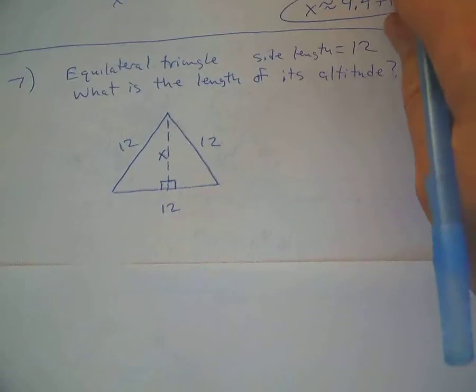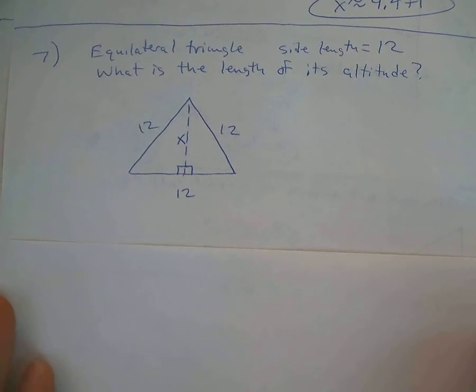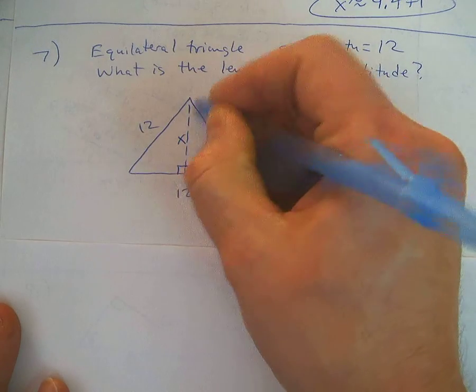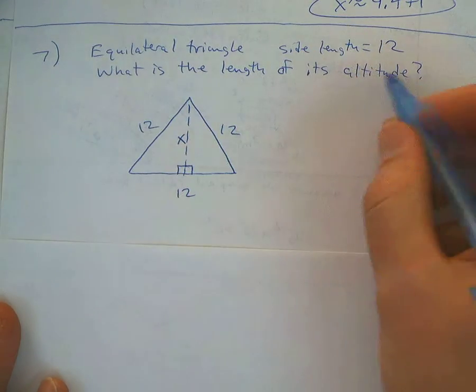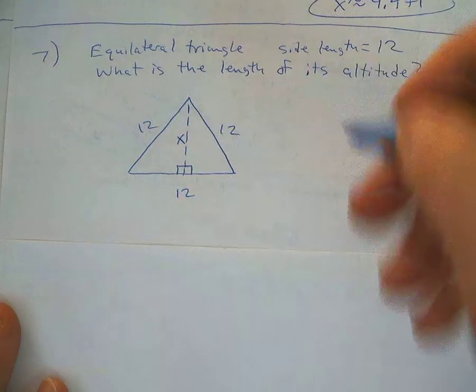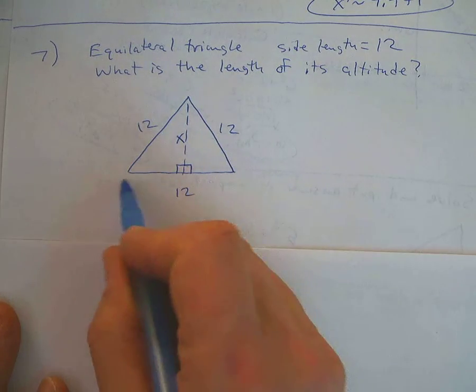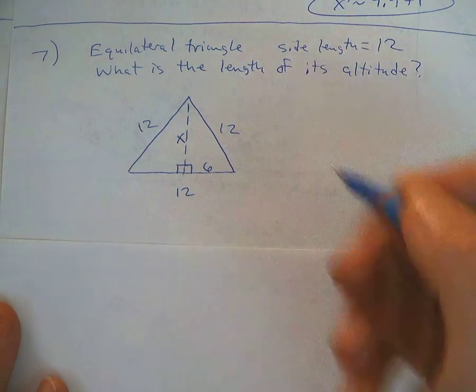All right. Next one, we have an equilateral triangle whose side length is 12. What is the length of its altitude? Altitude is just the height of the triangle. That's just a fancy word to say it. The height of a triangle is the altitude. And for an equilateral triangle, it's going to cut the base in half. So if this whole length is 12, this is going to be 6.